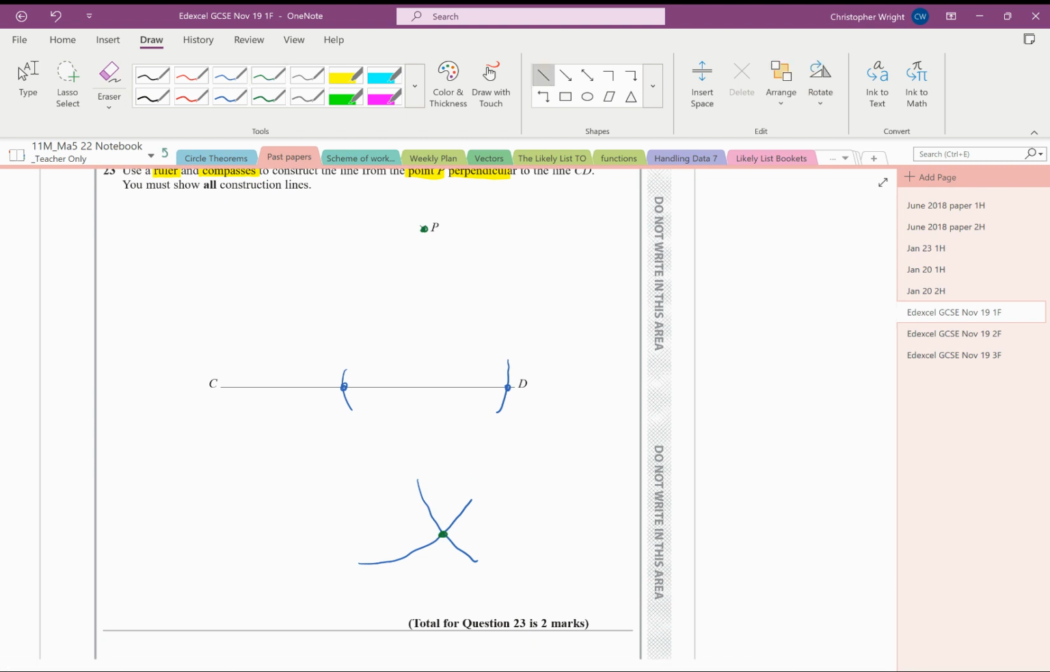And if you've done it accurately, your line will cut CD at exactly a right angle. Obviously mine doesn't because my diagram's not very good, but it should be about there. Okay, if you join that to that. Right, that's question 23, not very well explained.